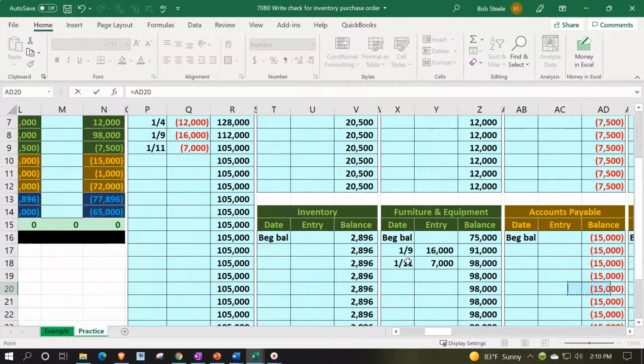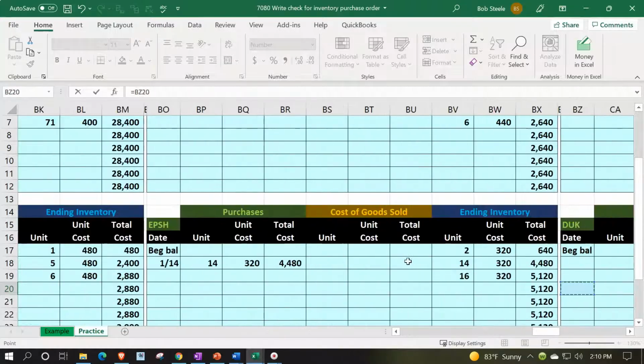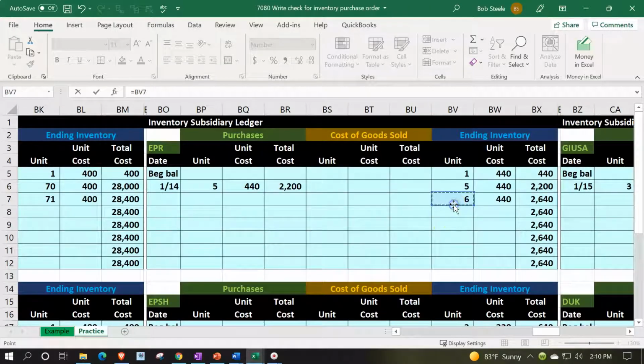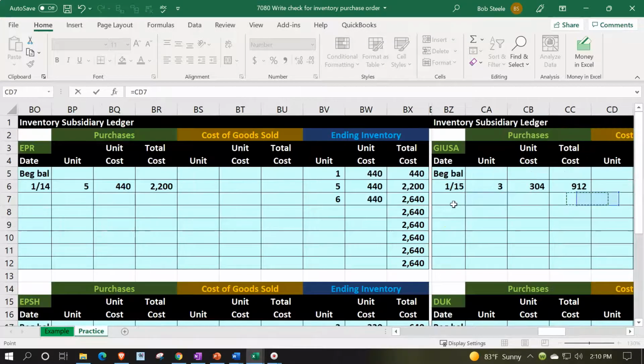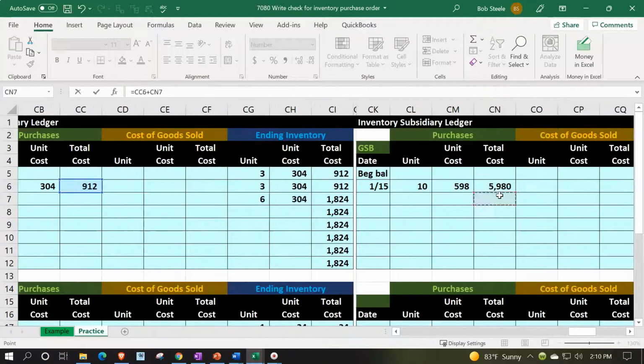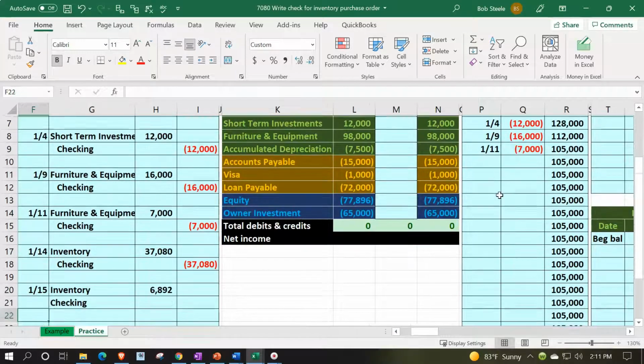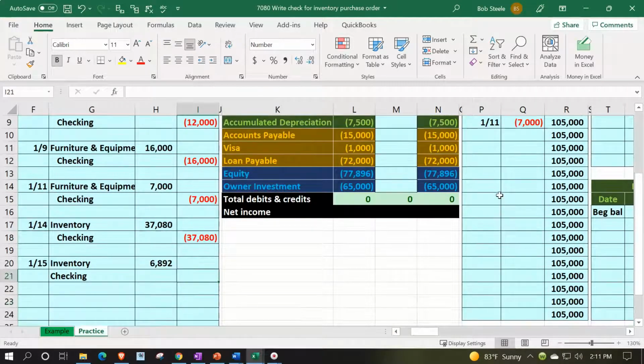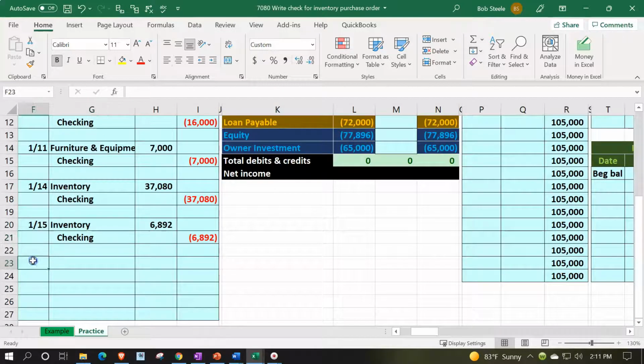Equals, go all the way to the ledger. We need to tie this out to the ledger. So this is going to be the 912 that we purchased, and we purchased that at 5.98, and that's where that 6,892 comes from. Negative of that number. There, we got it. Let's indent the checking, alignment, indent. We're going to do it one more time, and then we'll post all these to the GL, which should be the easy part.